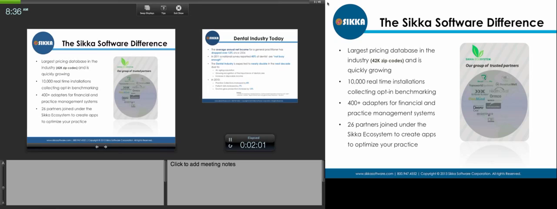We have over 10,000 real-time installations which are collecting opt-in benchmarking data, which I will share with you. We have built adapters to all financial and practice management systems, so we can seamlessly read from Dentrix, SoftEnd, EagleSea Dental, Mogo, PracticeWorks, you name it. And these are great companies. Our programs work in conjunction with them. We don't replace them. We start where they stop, and we layer right on top of those programs to give you some amazing business intelligence, fee optimization, marketing, research, and return on investment.